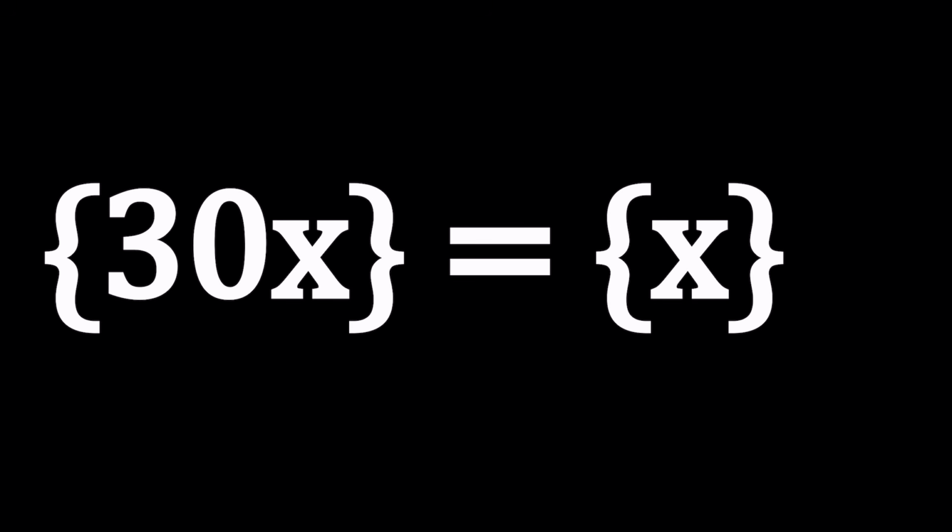Hello everyone. In this video, we're going to be solving a number theory problem with fractional part. So we have the fractional part of 30x equals the fractional part of x, and we're going to be solving for x values. Let me explain what the fractional part of a number is first.